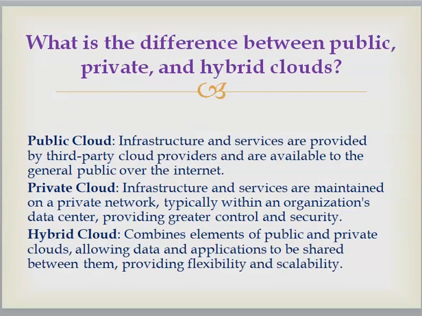What is the difference between public, private, and hybrid clouds? Answer: Public cloud infrastructure and services are provided by third party cloud providers and are available to the general public over the internet. Private cloud infrastructure and services are maintained on a private network, typically within an organization's data center, providing greater control and security. Hybrid cloud combines elements of public and private clouds, allowing data and applications to be shared between them, providing flexibility and scalability.